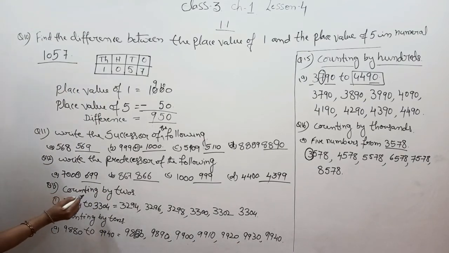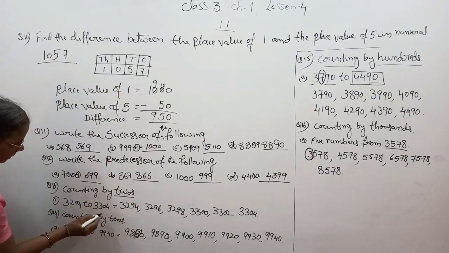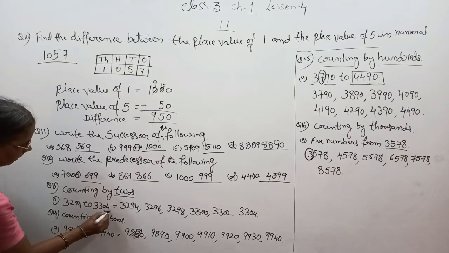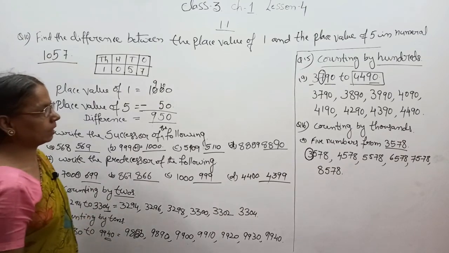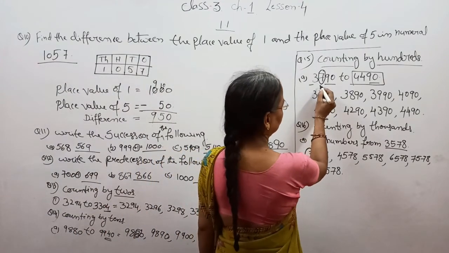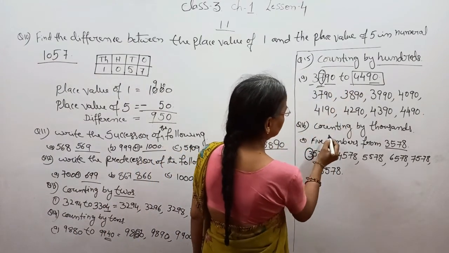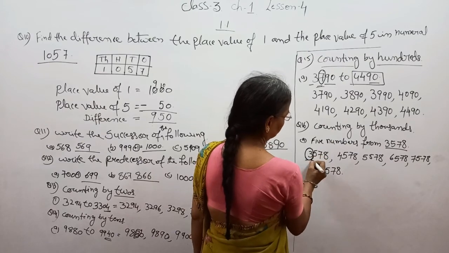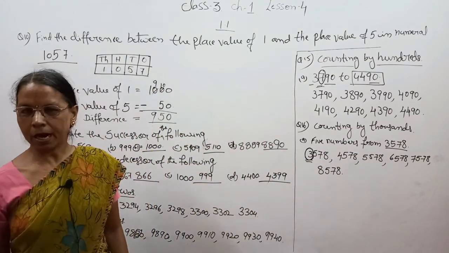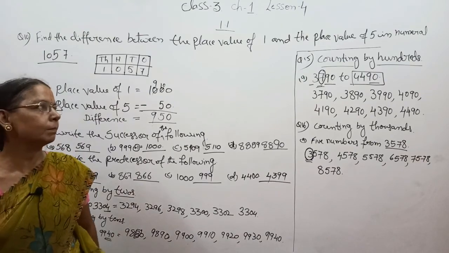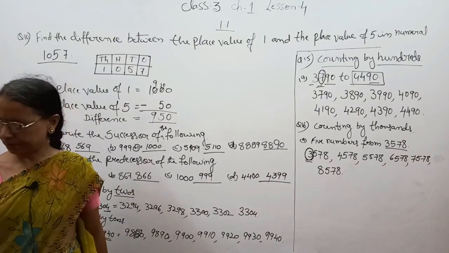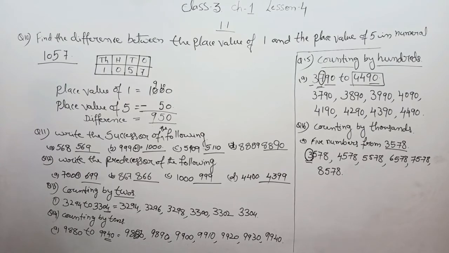Here it is changed in ones place, and here it is changed in tens place, and here it is changed in hundreds place, and here it is changed in thousands place. Like this we have to count the numbers by skipping or write the numbers by skipping the numbers.